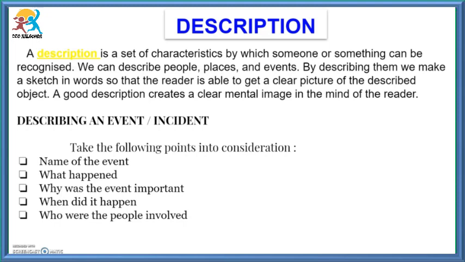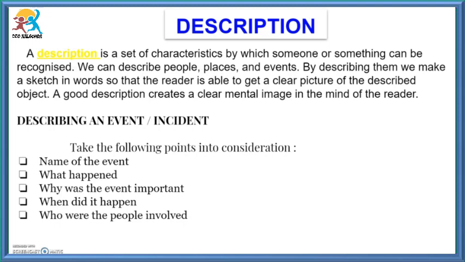We can describe people, places, and events. By describing them, we make a sketch in words so that the reader is able to get a clear picture of the described object. A good description creates a clear mental image in the mind of the reader. So when you are describing, you can even describe a person, a place, or a thing, or an incident.